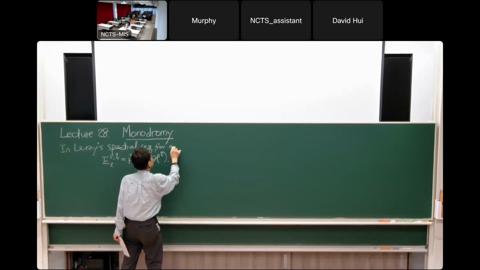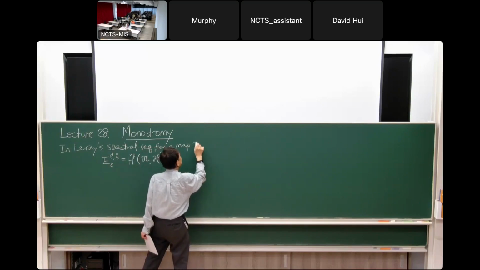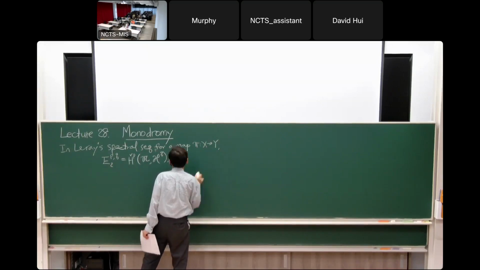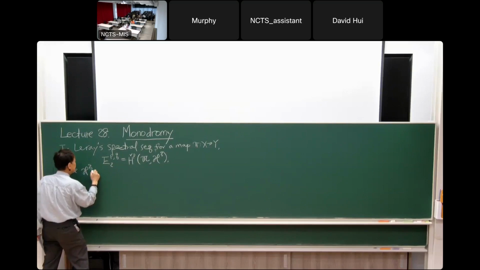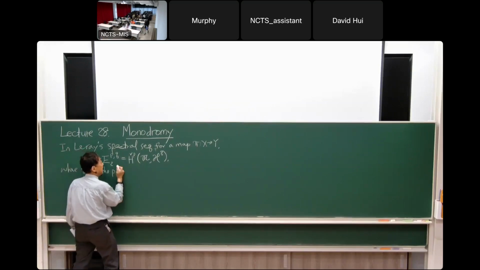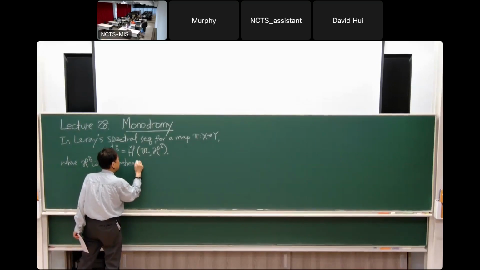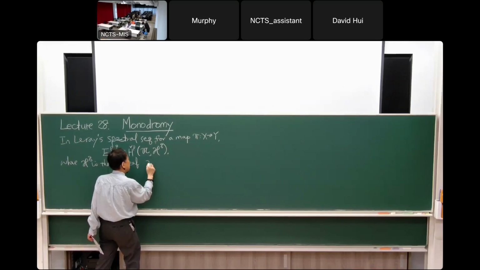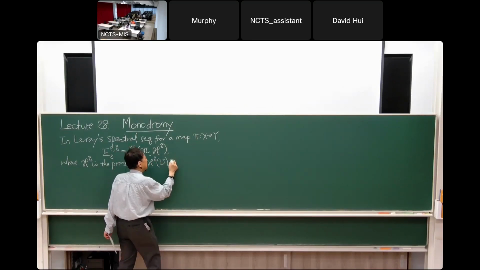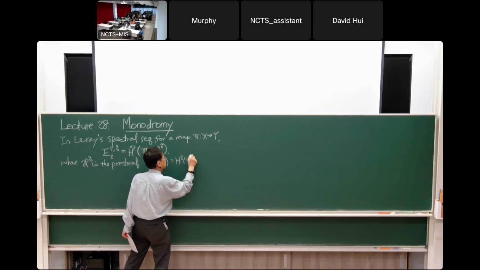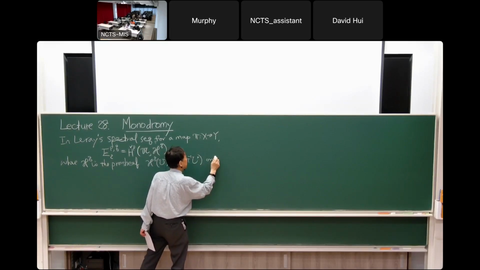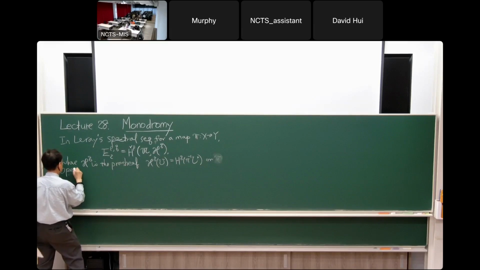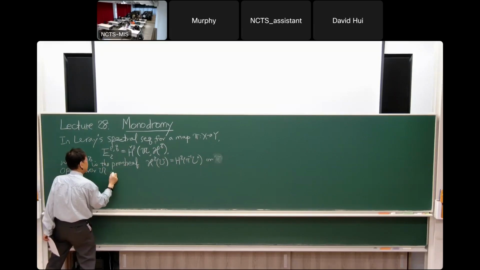Okay, this is for a map, where H^q is the pre-sheaf, H^q of U is the cohomology of the inverse image of U. So it is the pre-sheaf on the open cover U of X.